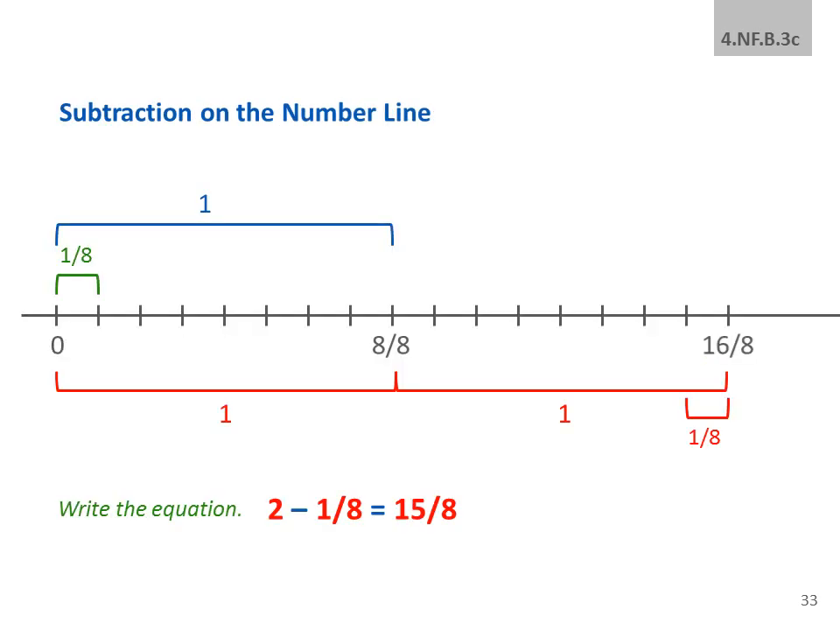In this slide, we subtract 1/8 from 2 units using a number line model. 2 is expressed as 16/8, and the result of the subtraction is 15/8. Children should be comfortable now with simple addition and subtraction on the number line.